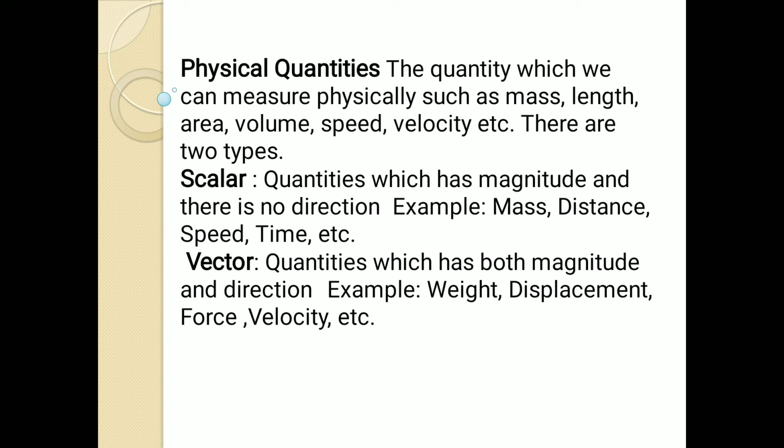So what is a physical quantity? Already we have discussed: a quantity which we can measure physically. Whichever quantity we are able to measure physically is called a physical quantity. Mass, length, area, volume, speed, velocity, all are physical quantities, okay? And all these physical quantities we can categorize into two types. One is scalar quantity and the other is vector quantity.